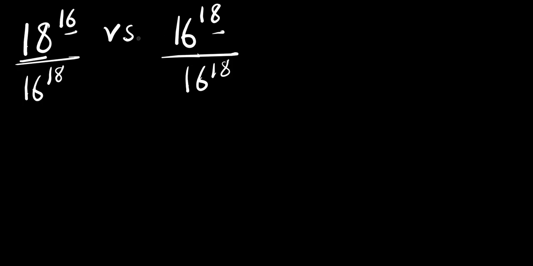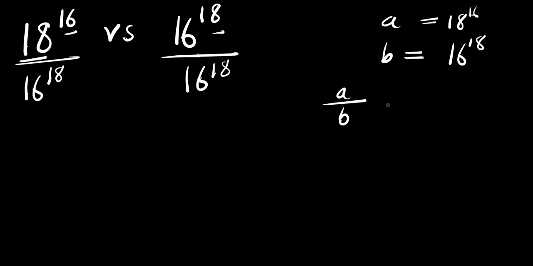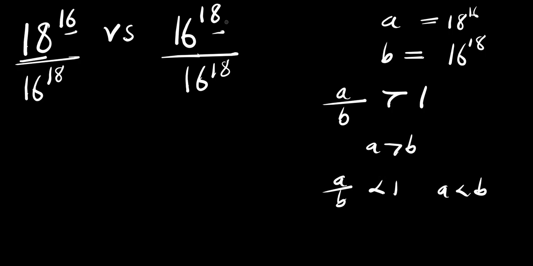If this is my A, which is 18 power 16, and my B is 16 power 18, then I'm going to have A divided by B. If A divided by B is greater than 1, that means A is greater than B. And if A divided by B is less than 1, that means A is less than B. So this will give us 1, right?